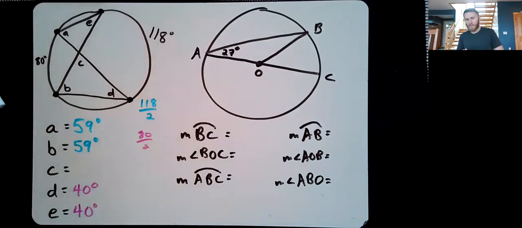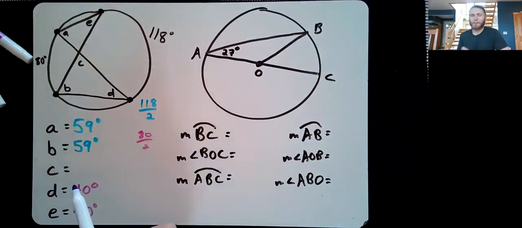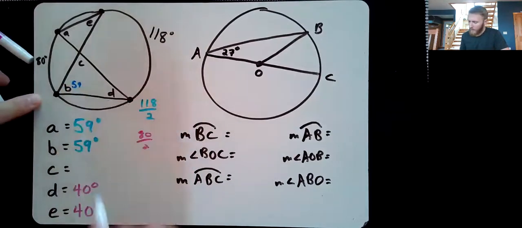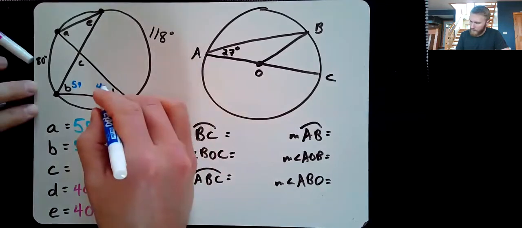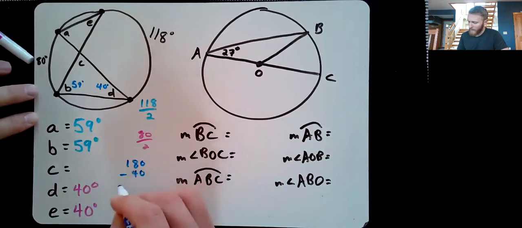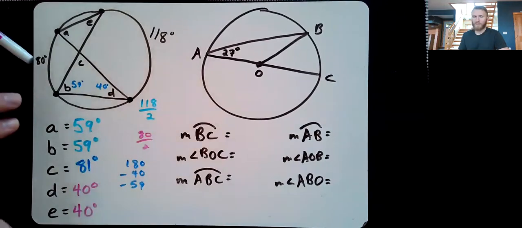Now that I've filled all those in, I'm going to come back and say, all right, what's the deal with C? C is this angle right here. Again, still not central, not inscribed, so I'm going to have to use another rule that we know, that the angles of a triangle make 180, the triangle sum theorem. Since B is 59 degrees and D was 40 degrees, I know that 180 minus 40 minus 59 gets me that angle measure of 81 degrees for C. So not using the rules of a circle so much, but using the rules of a triangle.